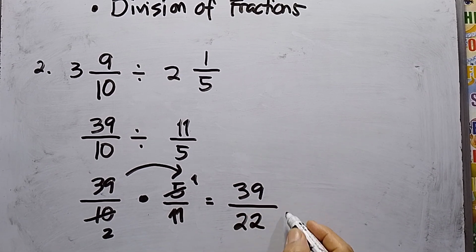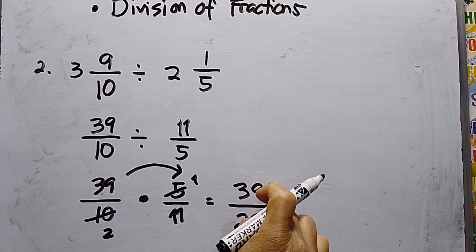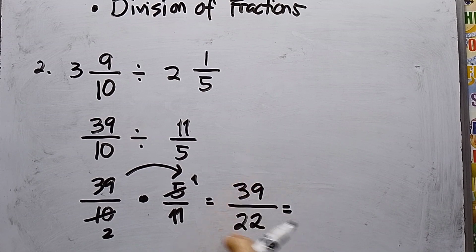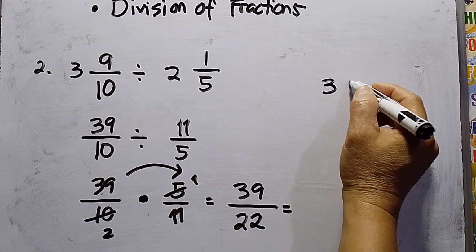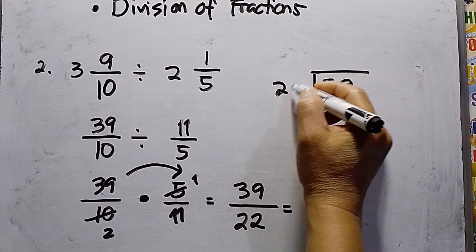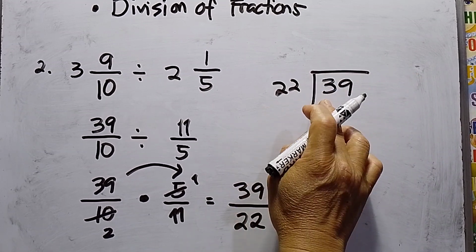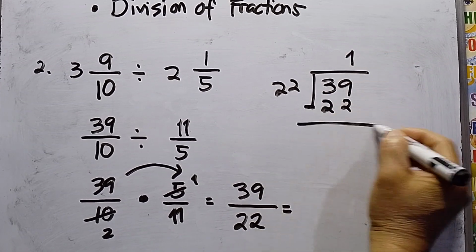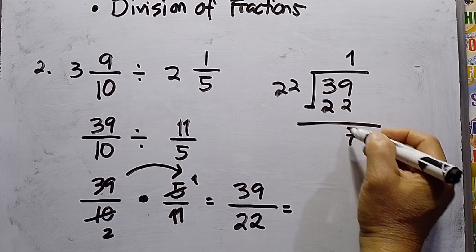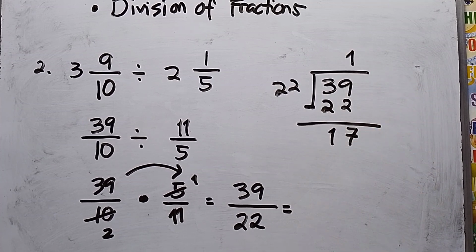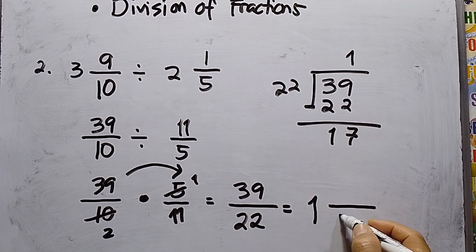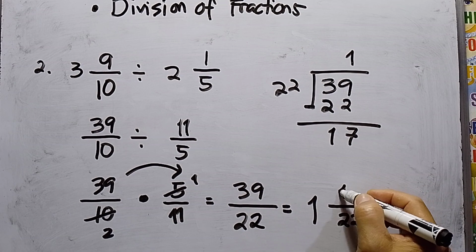So take note, this is an improper fraction because the numerator is bigger than the denominator. So we need to divide this one and convert this one to a mixed number. So 39 divided by 22. How many 22 do I have in 39? It's only 1. So this will be 22. So 9 take away 2 is 7. 3 take away 2 is 1. So I have 1. Then this will be 22. And then the remainder is 17.